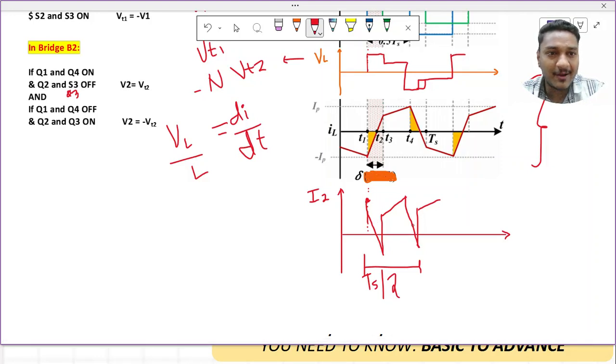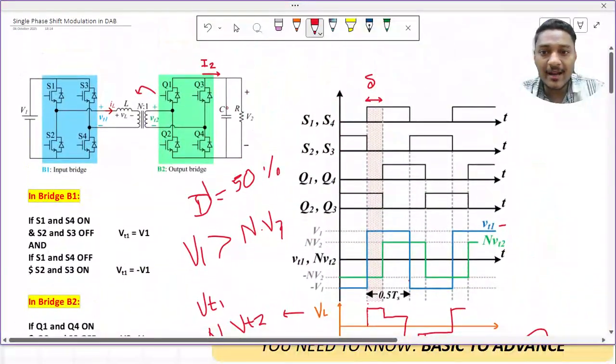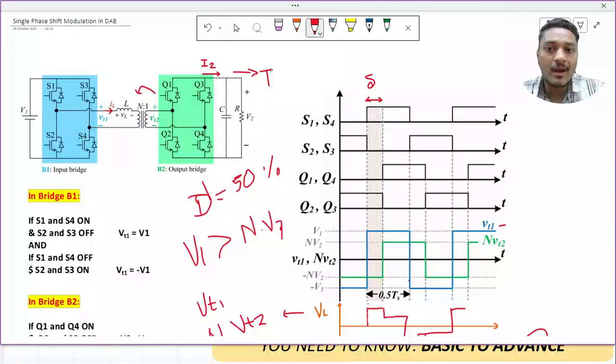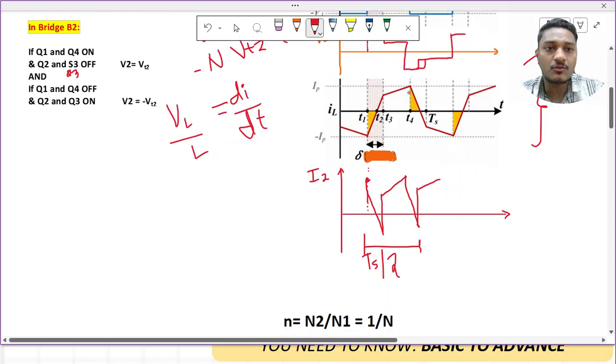Maybe I have not drawn it perfectly, but at least you understood how we draw the I2 waveform. Once I2 is drawn, we put a filter capacitor there. So what is the value of I0 that we get here? I0 will be constant. The rectified version of I2 is my I0, which will be a constant current based on my load current. Up to this point, I think we are good to go to the next point.